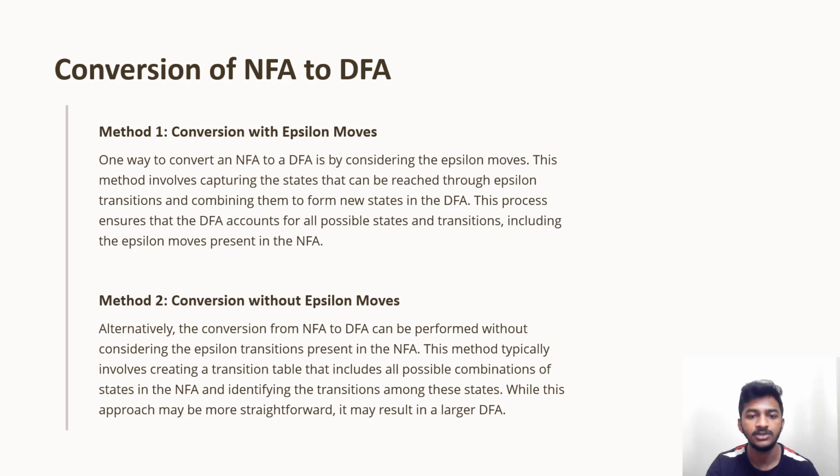Method 2: conversion without epsilon naught moves. Alternatively, the conversion from NFA to DFA can be performed without considering the epsilon naught transitions present in the NFA. This method typically involves creating a transition table that includes all possible combinations of states in the NFA and identifying the transitions among these states. While this approach may be more straightforward, it may result in a larger DFA.